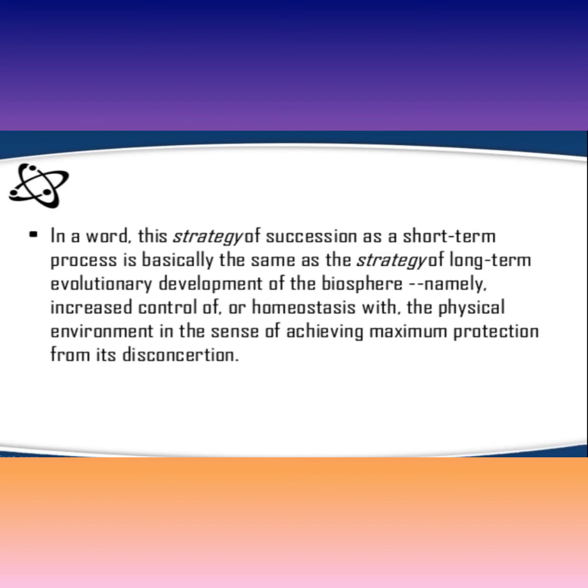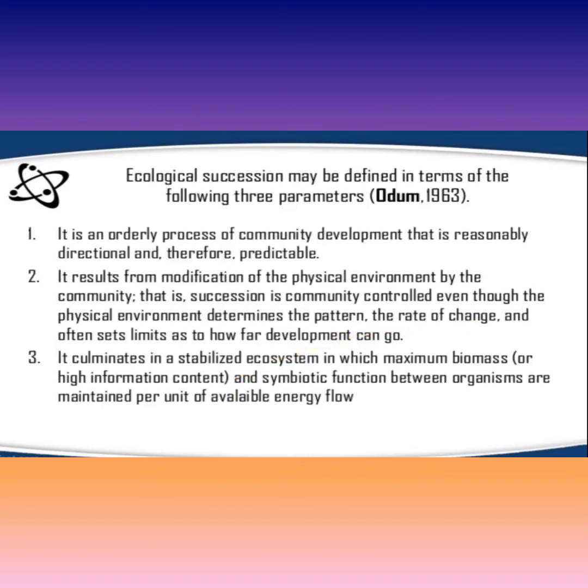The biosphere aims to increase control, or homeostasis, with the physical environment, in the sense of achieving maximum protection from disturbance. Ecological succession may be defined in terms of the following three parameters. First, it is an orderly process of community development that has a reasonable direction and is therefore predictable. It results from modification of the physical environment by the community. The succession is controlled by the physical environment, which determines the pattern and rate of change and often sets a limit on how far development can go. It culminates in a stabilized ecosystem in which maximum biomass and symbiotic function between organisms are maintained per unit of available energy flow.